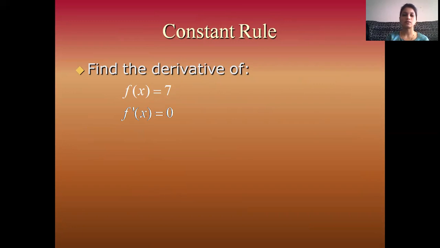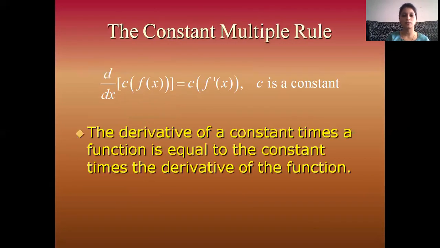Second example, y is equal to minus 3. Apply the derivative on both sides. Derivative of y is dy by dx, and derivative of minus 3 with respect to x is 0, because minus 3 is a constant and the derivative of a constant function is 0. Another notation for dy by dx is y dash. So we can say y dash is equal to 0 also.